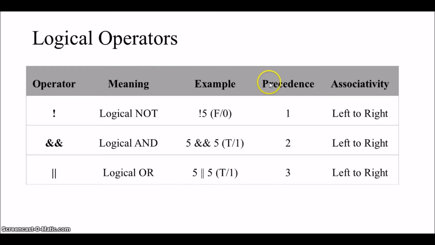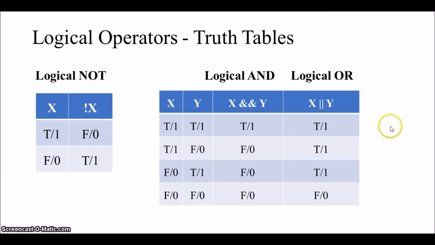Now coming to the precedence of the three logical operators: logical NOT has the highest precedence, logical AND has the second precedence, and logical OR has the third precedence. So if a given complex expression consists of all the logical operators, then logical NOT should be evaluated first, then logical AND, and lastly logical OR. And all three logical operators have associativity left to right. Let's check the truth tables for all three logical operators.